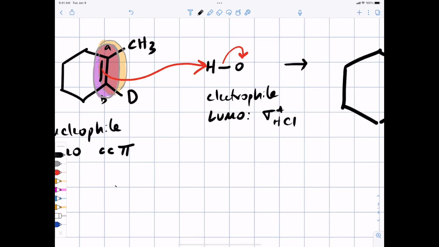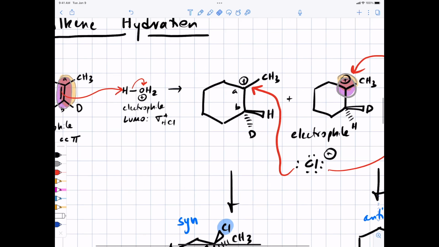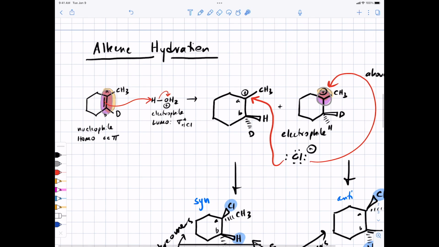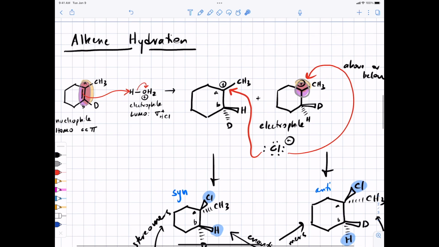So all you got to do is replace the HCl with hydronium, and you've got alkene hydration. The stereoselectivity issues in the first step are exactly the same. You can protonate the alkene from above the page or below, and therefore the proton can end up or down. I deliberately chose deuterium so you can see that fact. If this were just a hydrogen here, you wouldn't have been able to tell.